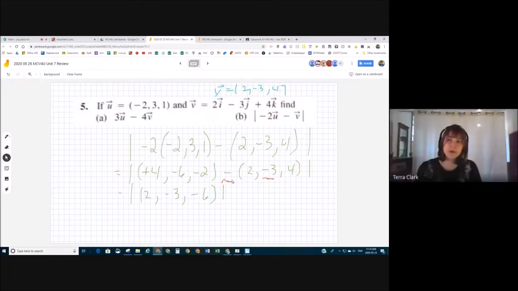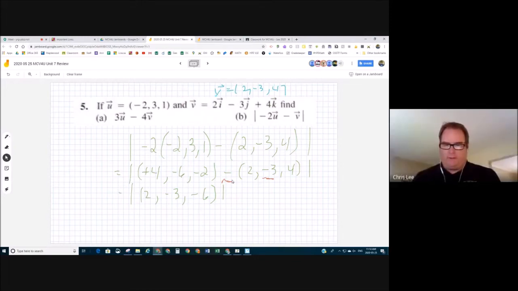Take the square root of the squares. That's right. So we're finding the magnitude of it. We're figuring out how long this vector is. So the square root of the squares will allow us to do that. That's just a fancy way of doing Pythagorean theorem. That's where the square root of the squares comes from.